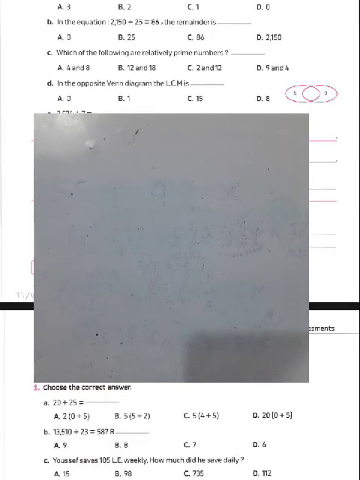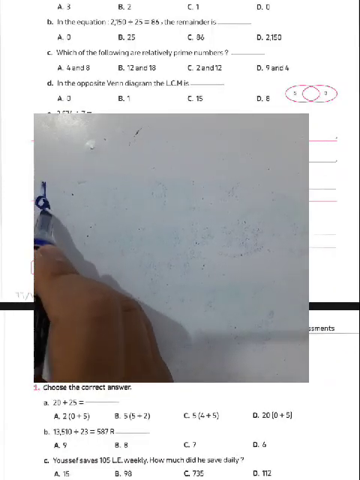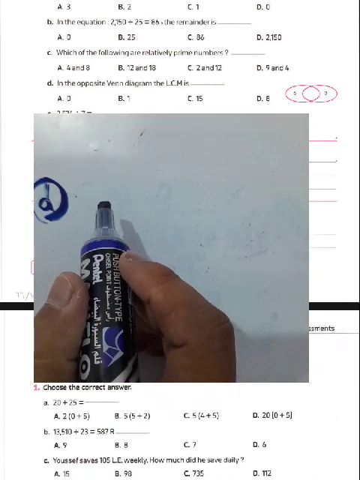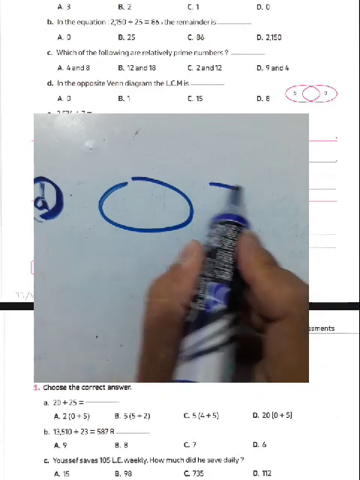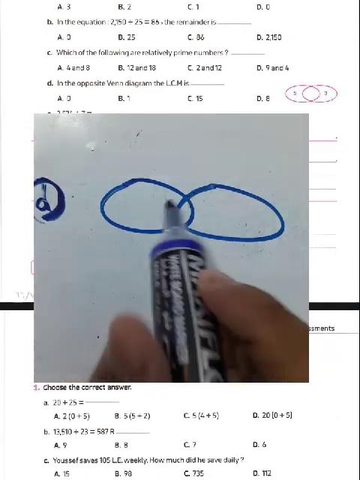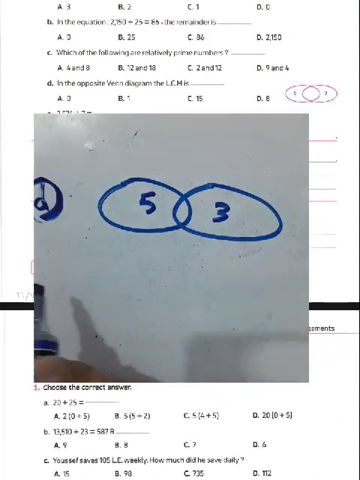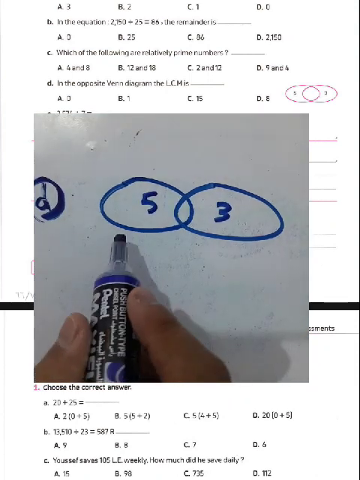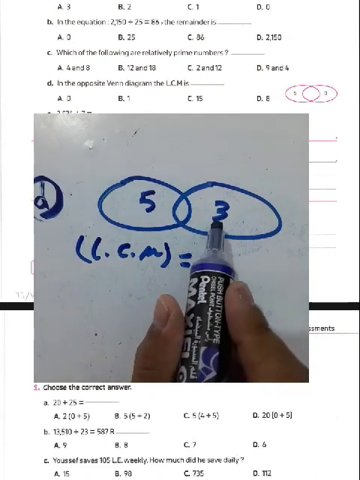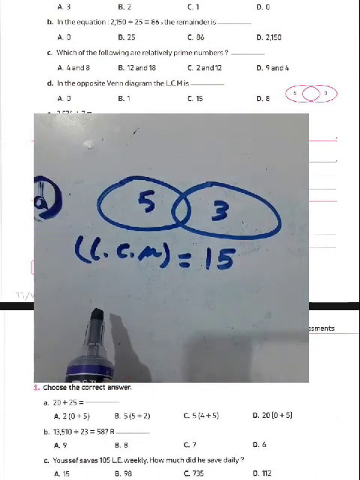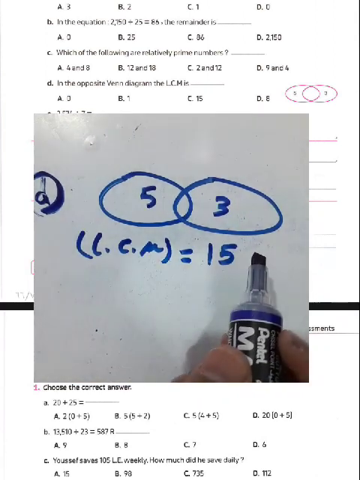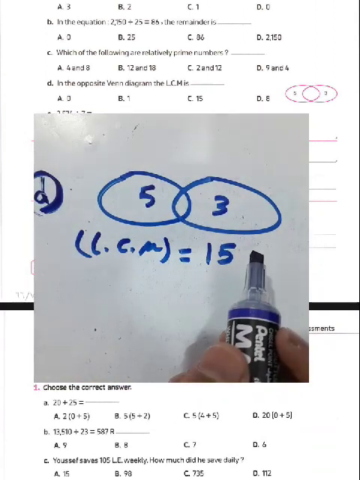Complete with me question letter D. In the opposite Venn diagram, the least common multiple is what? You draw the Venn diagram here, two circles, cut in the middle part. Here 5 and 3. You want to find the least common multiple between 3 and 5. It will be 15, because 5 and 3 are prime numbers. 5 and 3 can be divided by 1 only.